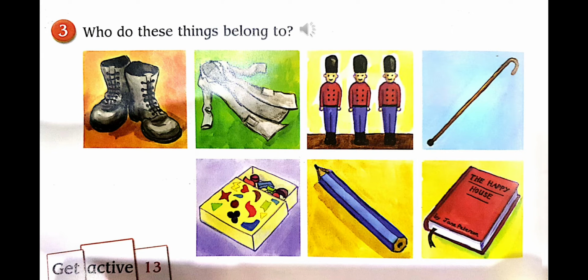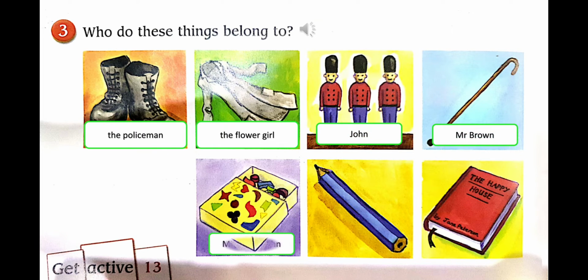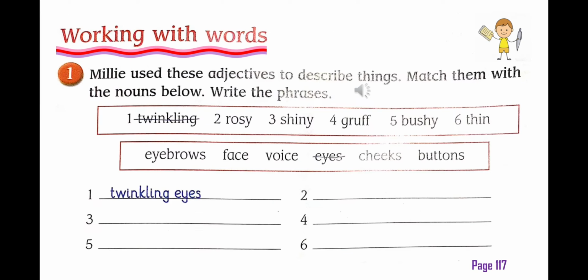Who do these things belong to? Write the names. Millie used these adjectives to describe things. Match them with the nouns below. Write the phrases.